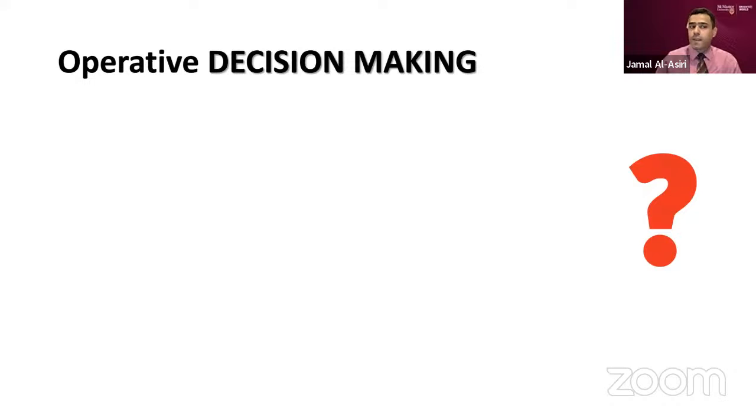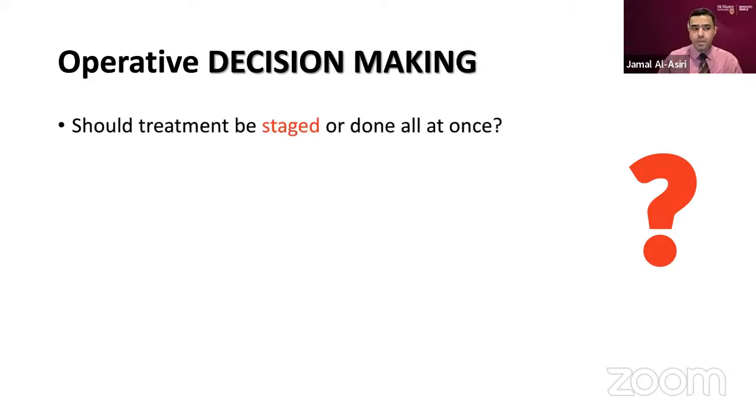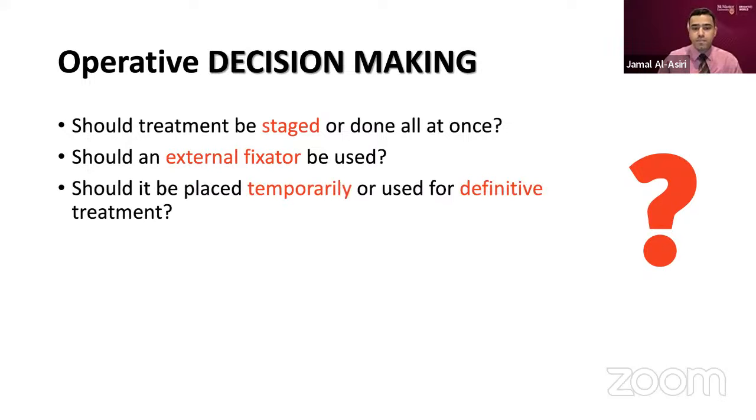So let's talk about operative decision making. How can we proceed, or what are the questions I need to answer to go ahead with operative treatment? Should treatment be staged or done all at once? Should an external fixator, which might be suggested by Dr. Watson, be used? Should it be placed temporarily or used for definitive treatment?